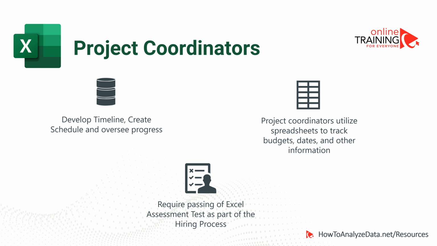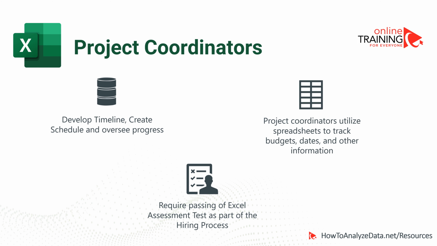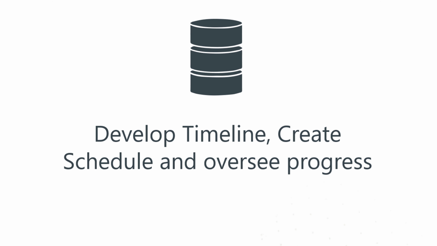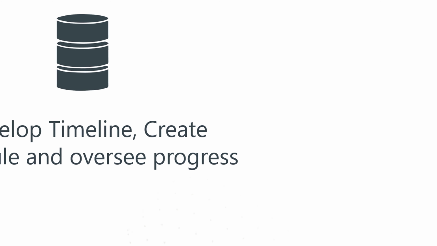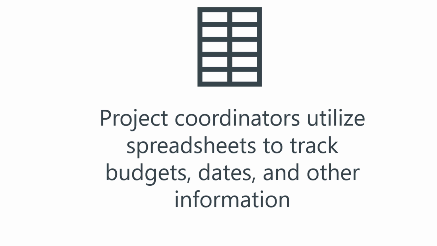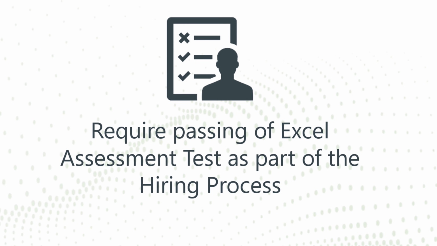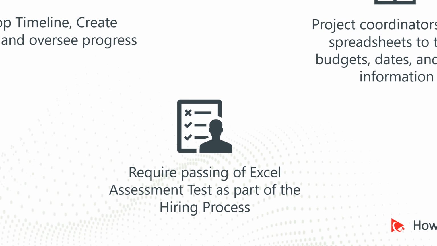As a project coordinator, you're typically responsible to develop timelines, create schedules, and oversee progress. Project coordinators utilize spreadsheets, most of the time Excel spreadsheets, to track budgets, dates, and other information. They organize contracts, financial files, reports, and invoices in Microsoft Excel, and perform administrative duties such as ordering office supplies, bookkeeping, and billing. The project coordinator job requires passing an Excel assessment test as part of the hiring process.